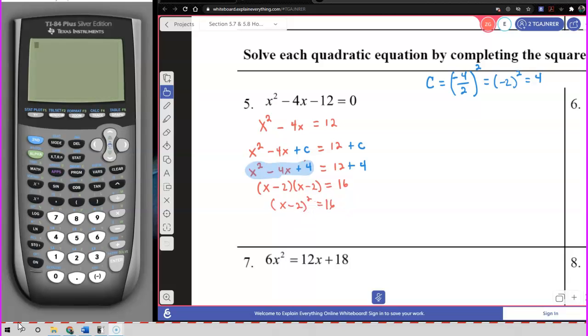And just like we did in the 4 problems before this, we're going to find the square root of both sides. So we have x minus 2 is equal to plus or minus 4. So what are your two equations? You have x minus 2 equals 4, or x minus 2 is equal to negative 4. You add 2 to both sides for this equation. So you have x equals 6. So your first solution is x equals 6. The next one, you add 2, so you have x equals negative 2.